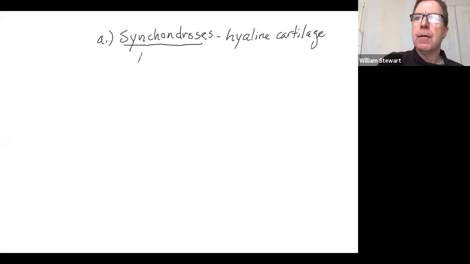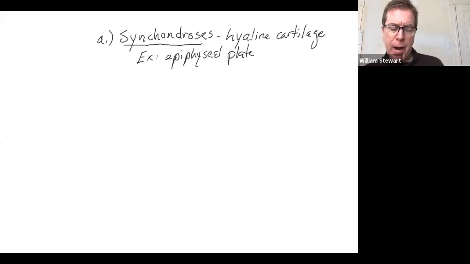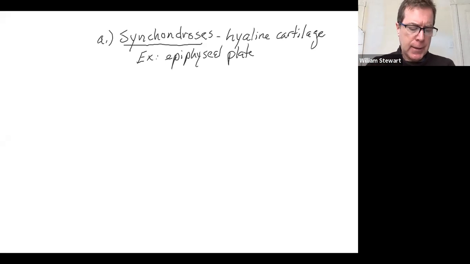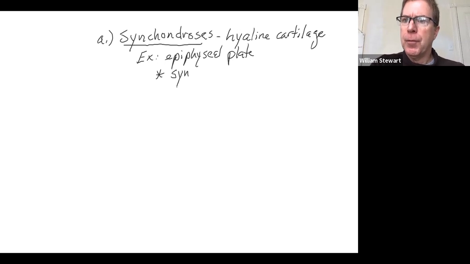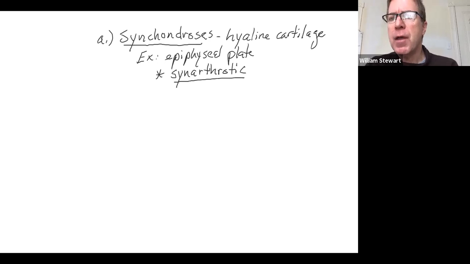Classic examples of these would be an epiphyseal plate. You know that that's a growth plate, in children and adolescents prior to it fusing bone to bone. These are considered synarthrotic, immovable. They can be damaged, they can be whacked out of alignment, but they're not supposed to be. So they're considered synarthrotic or immovable joints.